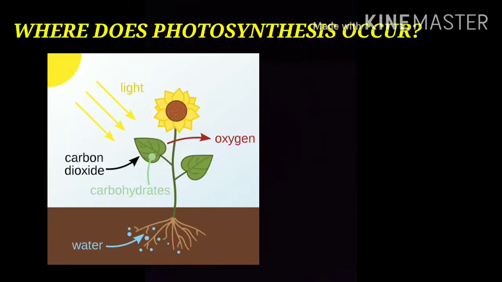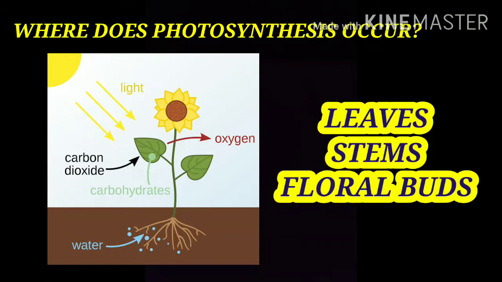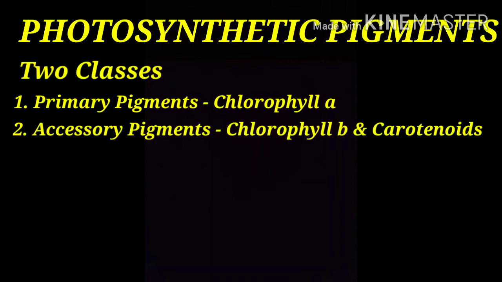Next, where does the photosynthesis occur? Photosynthesis occurs in green parts of the plant such as leaves, stems and floral buds. Next, we will see the photosynthetic pigments. Pigments involved in photosynthesis are called photosynthetic pigments. Photosynthetic pigments are of two classes. One is the primary pigments and another one is accessory pigments.